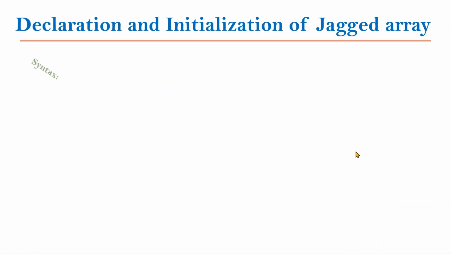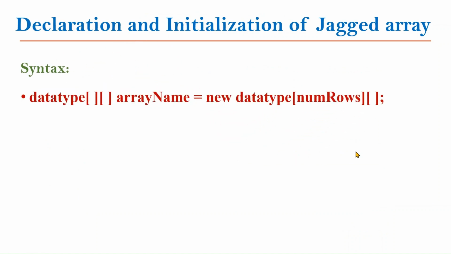Now how to declare and initialize jagged arrays? If you can see the syntax, we have a data type like integer, float, character, double. Like that, we can put a data type here, followed by two subscripts. One is for the row and one is for the column. Then space, the array name.